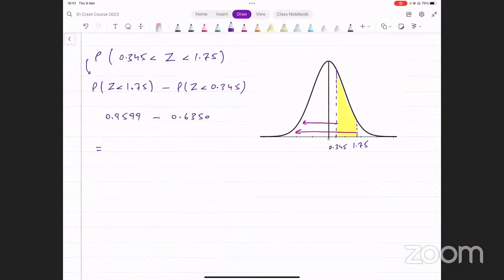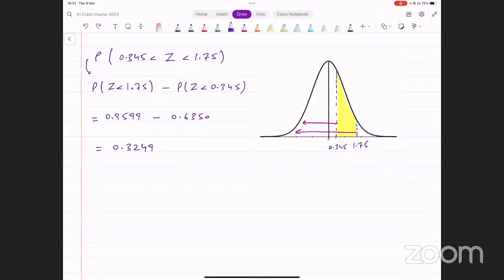0.6350. Just subtract the two, and you'll get your result from this. 0.9599 minus 0.6350, and that gives me 0.3249. That's the probability that we were looking for. Okay, so that's this region in the middle. That's how you deal with a problem like this.